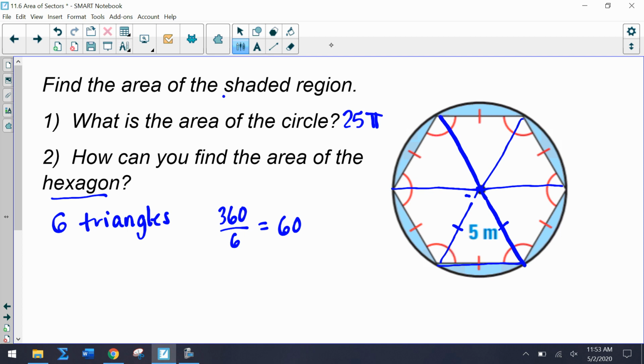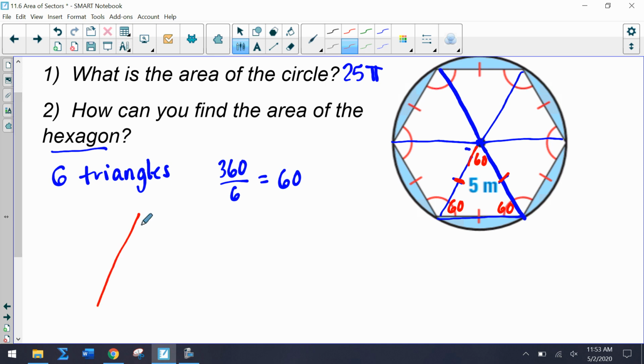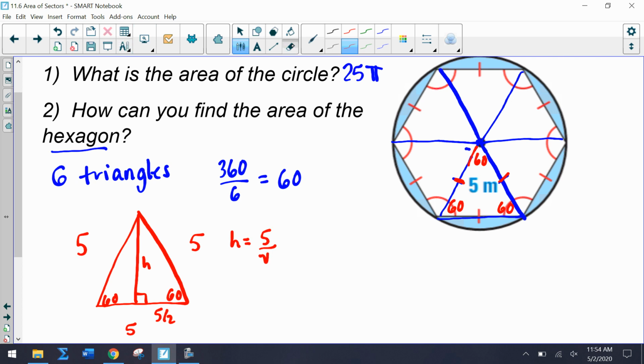So let's label that. Okay. This is 60 degrees, and then these are congruent. That means that this is a 60, 60, 60 triangle. So let me redraw a triangle. We know that the side length is 5 and 5, and these are all 60. So when we drop this altitude, I know this is 5 halves, and that the height ends up being 5 halves times the square root of 3.